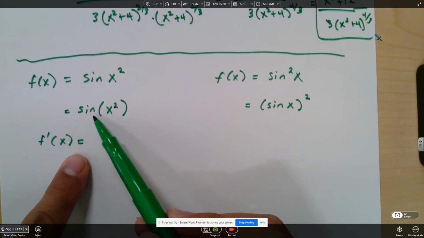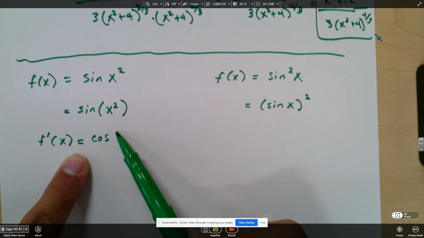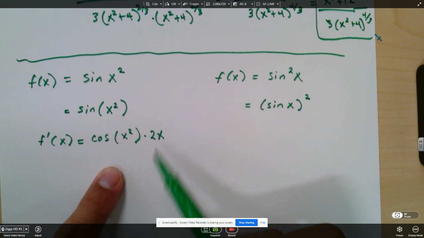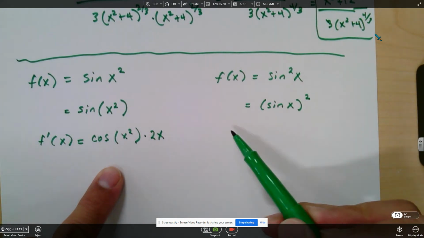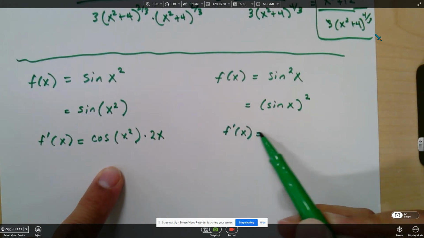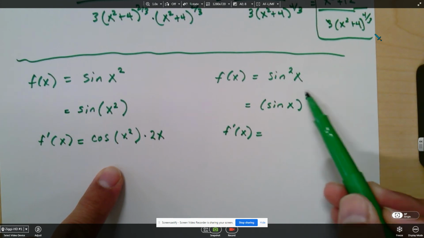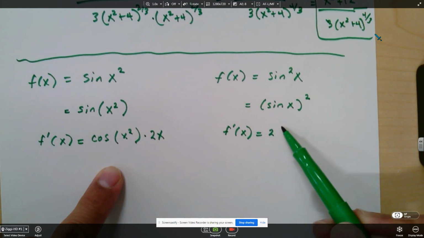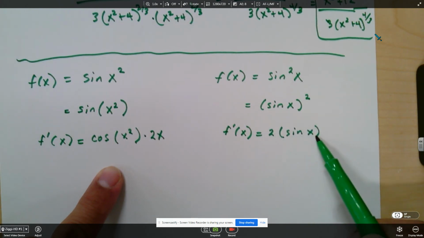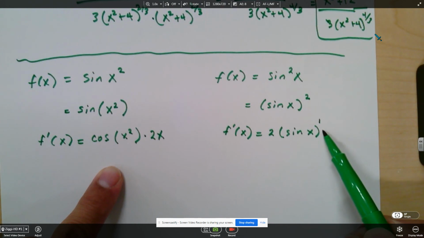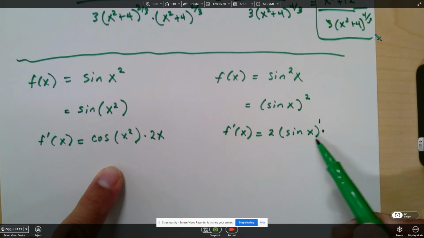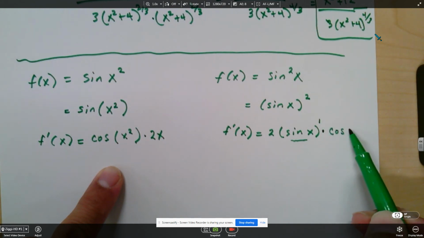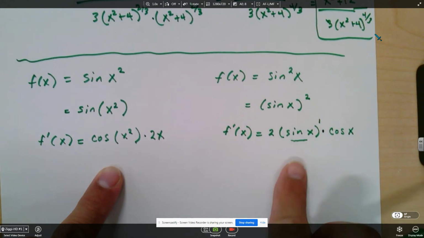The derivative, you would start with sine's derivative, which is cosine, and then you leave the inner piece alone, and then you times it by 2x. This one over here, when you go to take a derivative, you actually do the derivative of the power 2 first. So you're bringing 2 down, you reduce the power, it's a 1, you don't have to write it, but I wrote it there. And then you do the derivative of sine, which is cosine x.